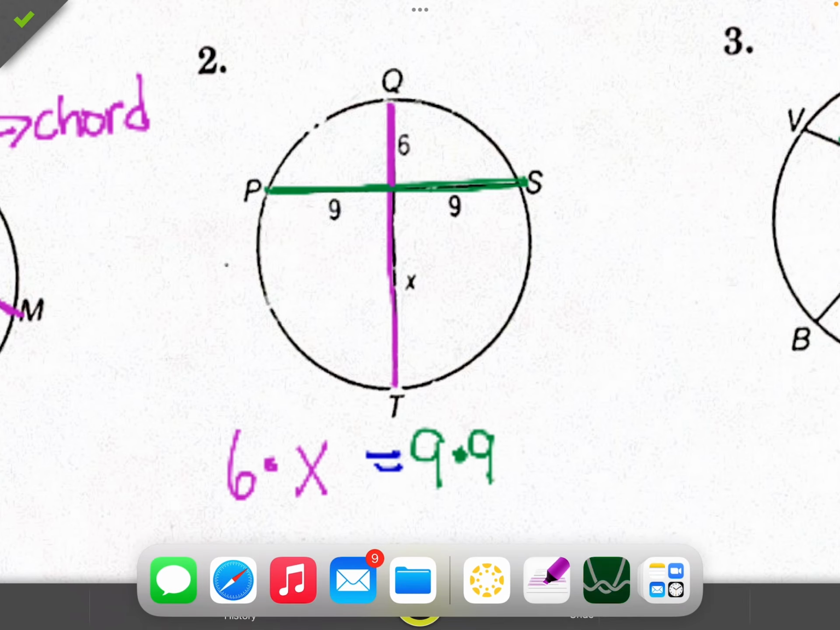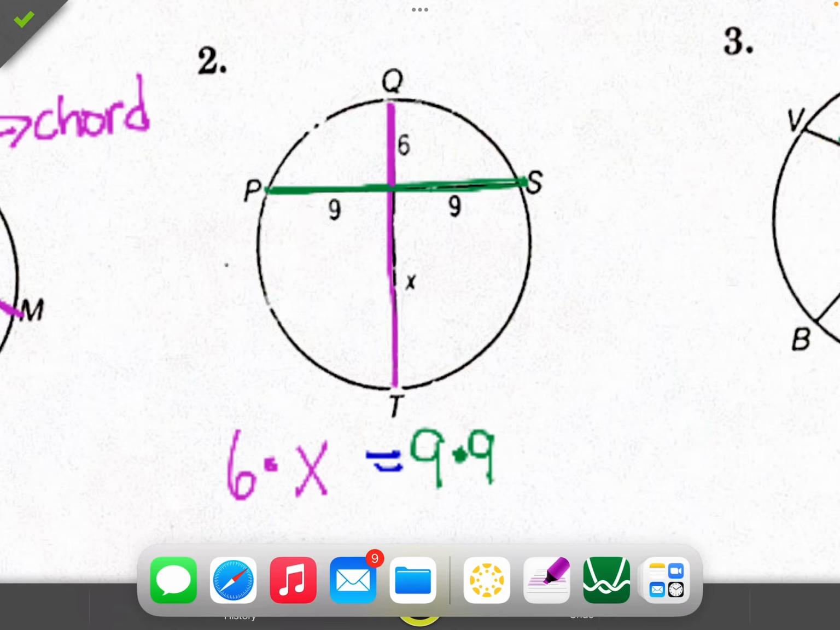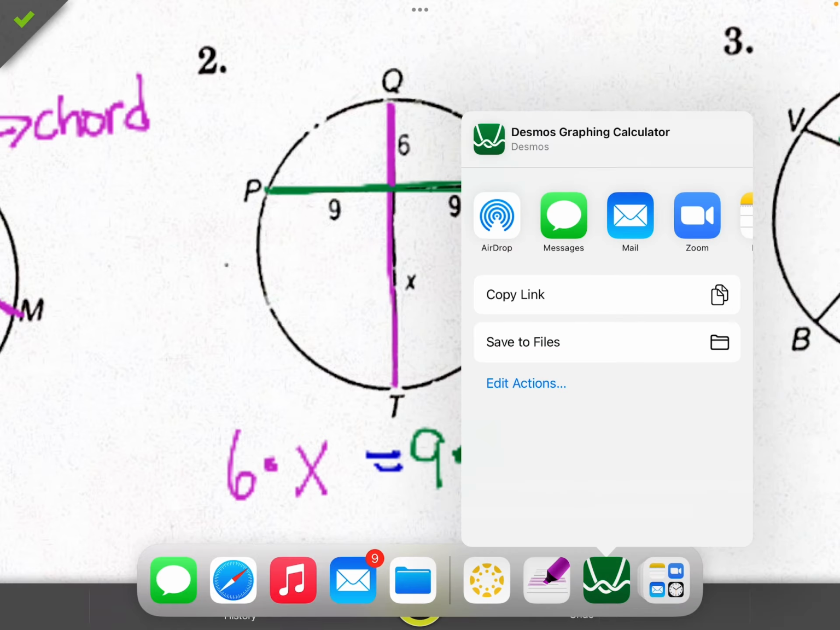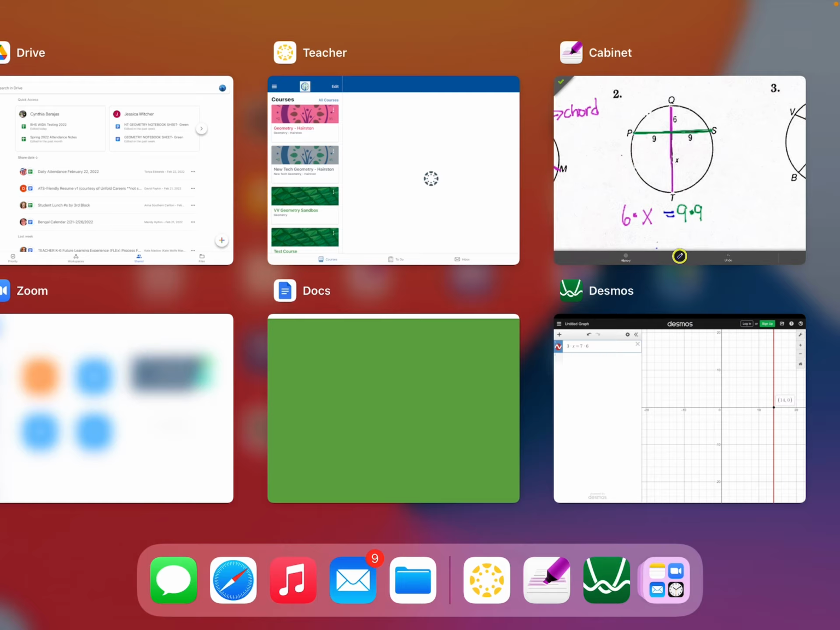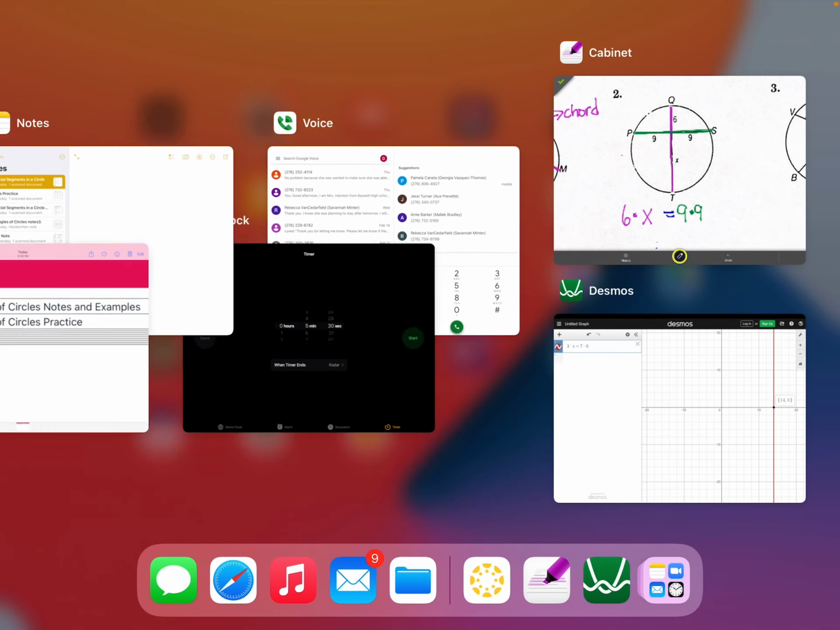Let's see if I can pull it. It may not let me. No, I don't think it's going to let me, is it? No, probably not. So we are going to type that into Desmos.